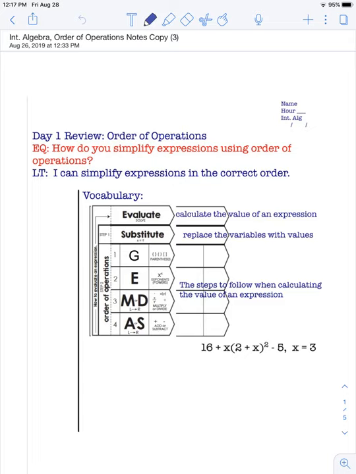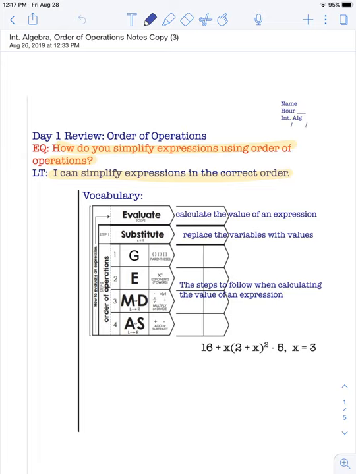Hello, algebra students. We are going to begin the content for the year by reviewing the order of operations. So today we'll be looking at how do you simplify expressions using the order of operations. And our learning target is I can simplify expressions in the correct order, or as you'll see on our Canvas assignment, I can use the order of operations. So what is the order of operations?